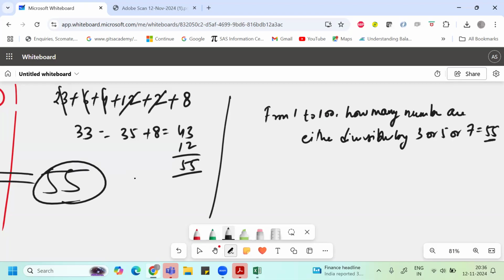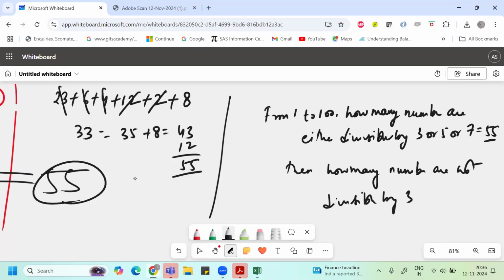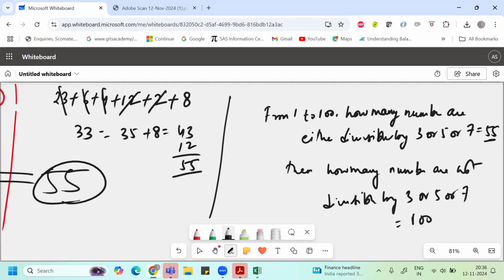55. Okay. Then how many numbers are not divisible by 3, nor by 5, nor by 7? Total was 100, so 100 minus 55. The answer would be 45. Did you understand this?